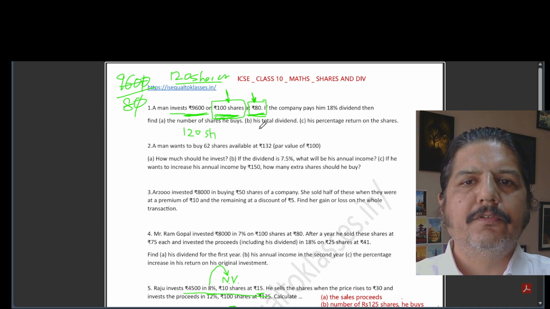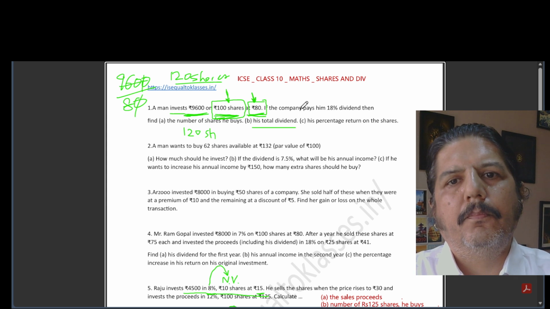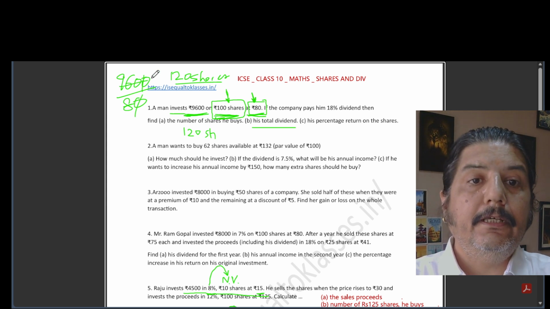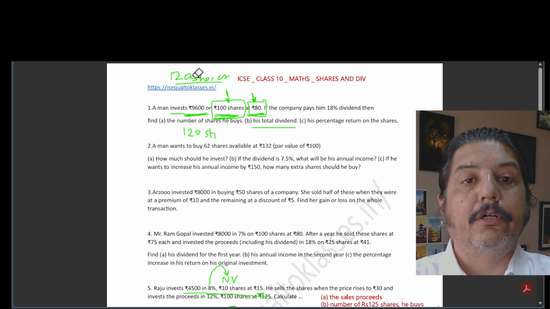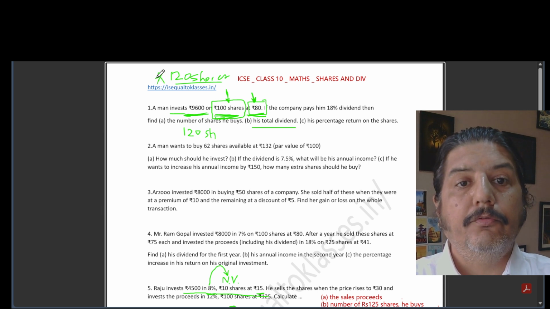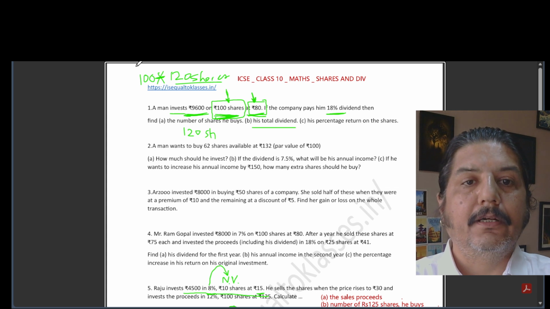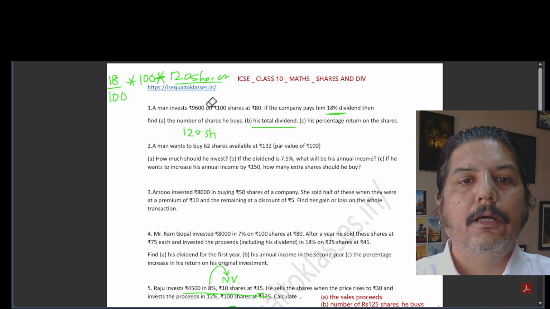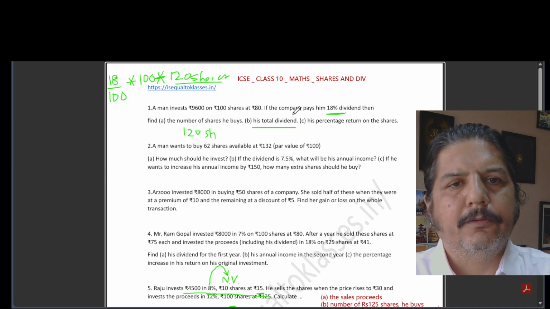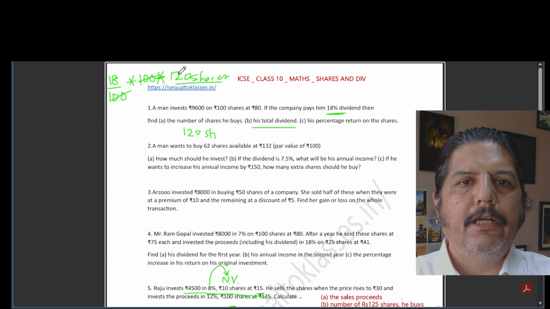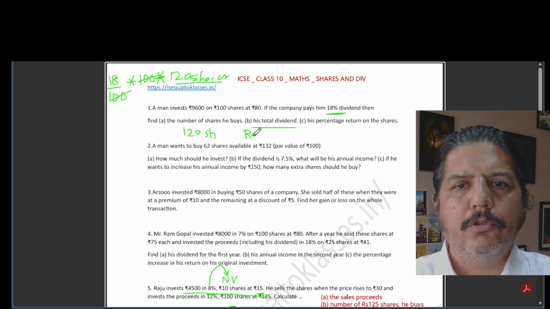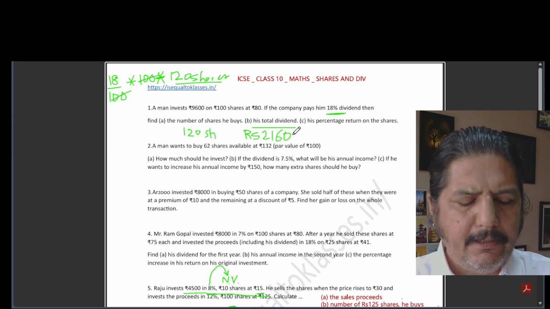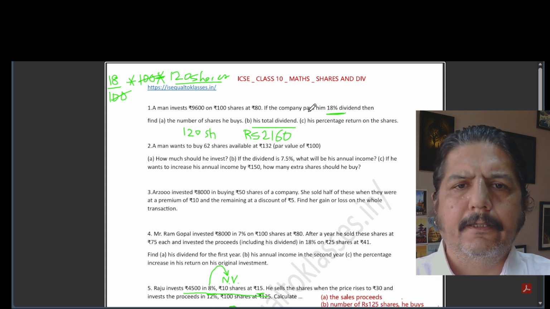What's the second question? The second question is his total dividend. How many shares has he got? He has got 120 shares. What is the face value of the share? The face value of the share is 100. What is the dividend that is being paid? The dividend that is being paid is 18%. So 18% would be written as 18 upon 100, from our basic arithmetic. Once I calculate this, 18 into 120 upon 100, this would be rupees 2160. You can calculate, and 2160 is the correct answer.